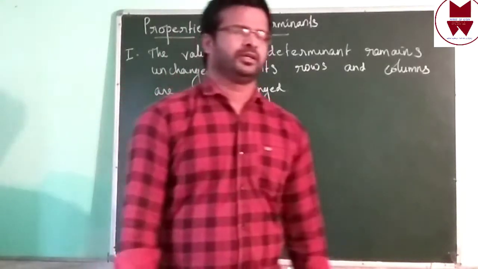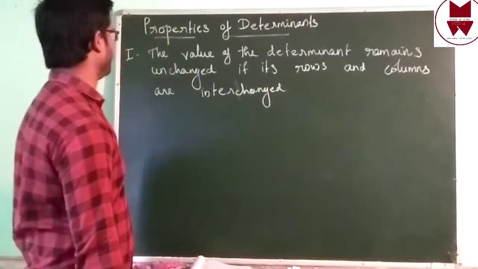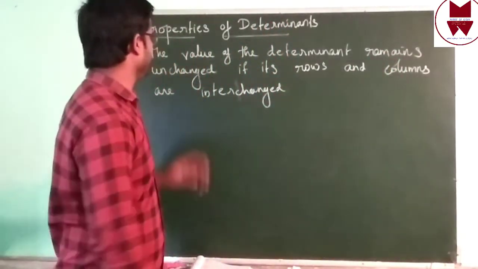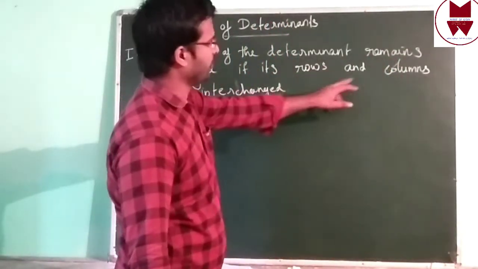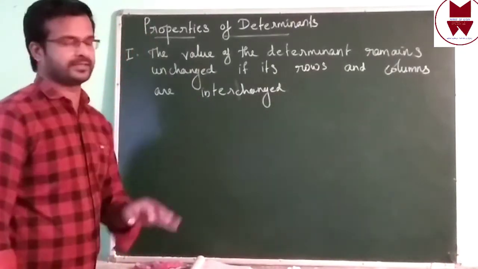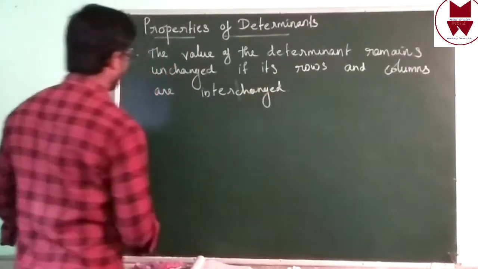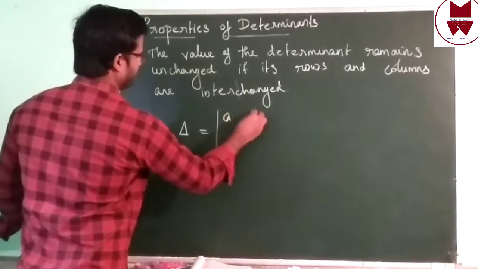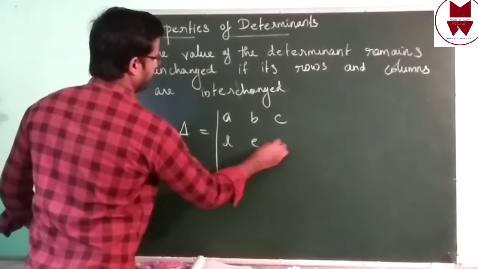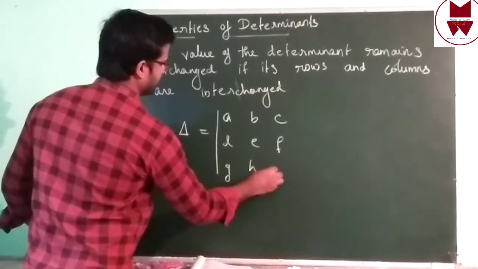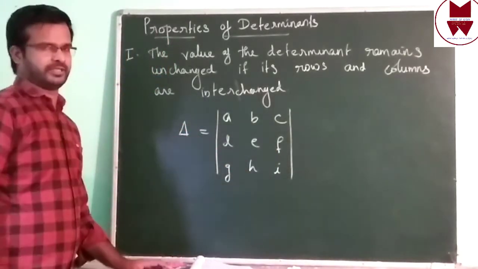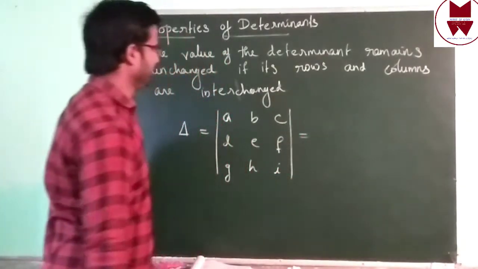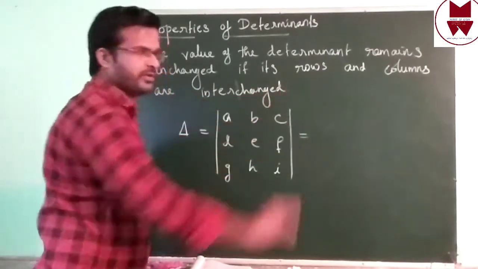Now we can see property number 1. What is property number 1? The value of a determinant remains unchanged if its rows and columns are interchanged. We can see one example: delta, determinant A, B, C, D, E, F, G, H, I. One determinant. Then we are going to expand this determinant using the first row.